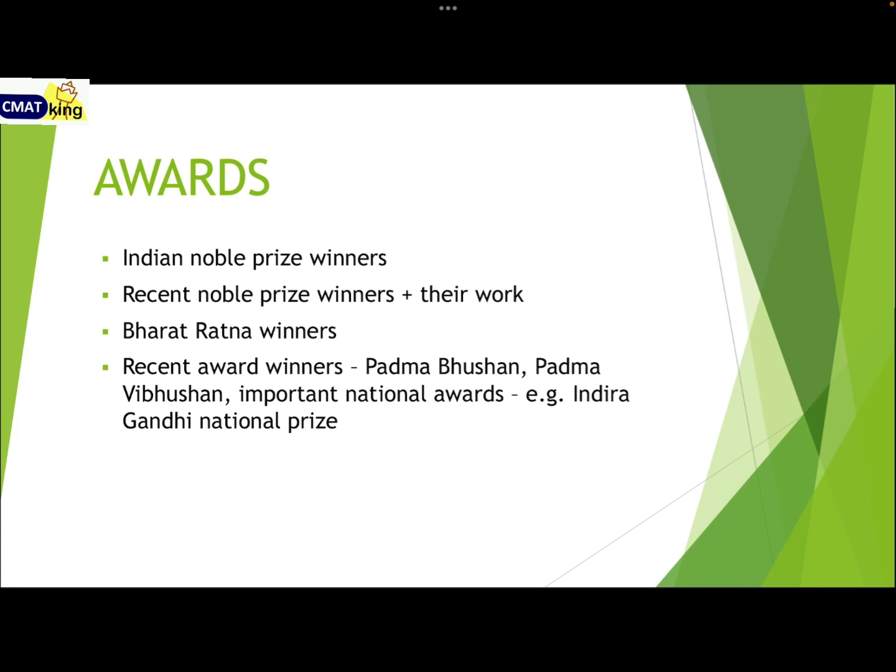So let us begin. The first topic is that of awards. Here, the first area is the Indian Nobel Prize winners. There are total 13 of them, which you can search on Wikipedia. After you type in Indian Nobel laureates, what we have to cover is their name, the area in which they have contributed, which could be physics, literature, etc., and the specific work that they have done. Apart from that, you have to study recent Nobel Prize winners and also their work.